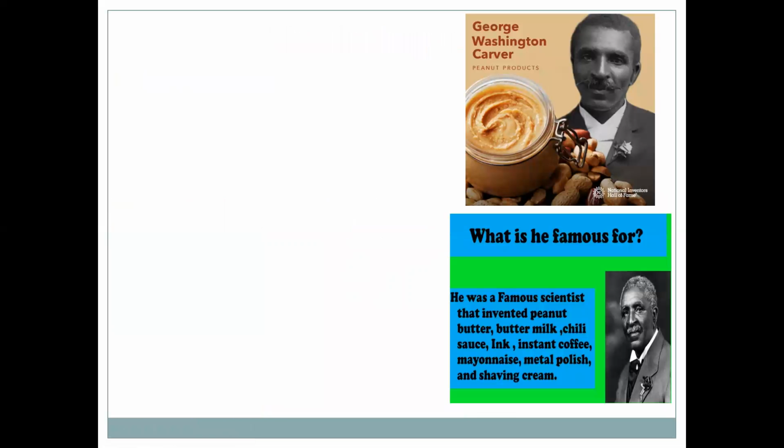Let's move on. Now, this person here that you see, his name is George Washington Carver. Now, what is he famous for? He's a famous scientist that invented peanut butter. Do you guys like peanut butter on your bread? Yes. So do you want to know who made that invention? It was this famous scientist. And not just peanut butter, he made buttermilk, chili sauce, ink, instant coffee, mayonnaise, metal polish, and even shaving cream.